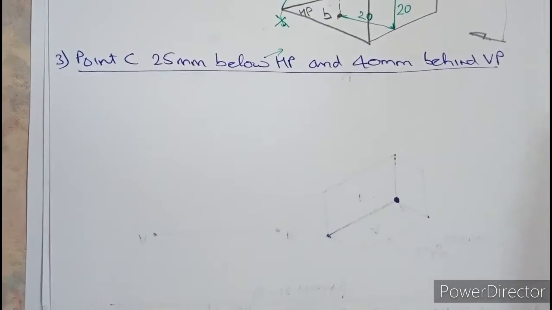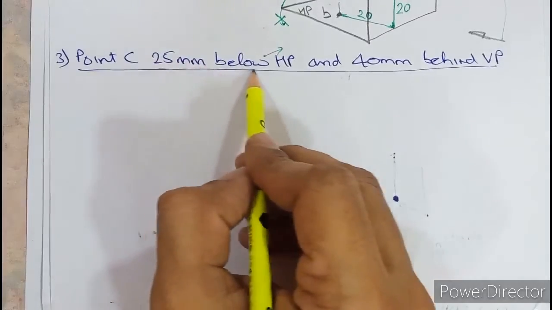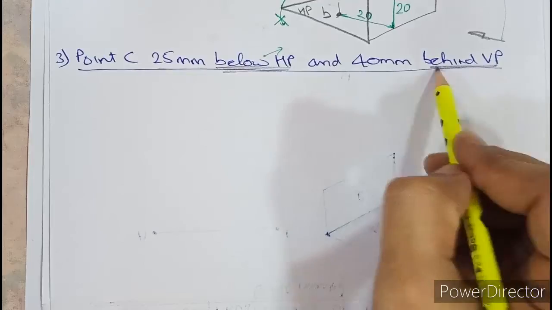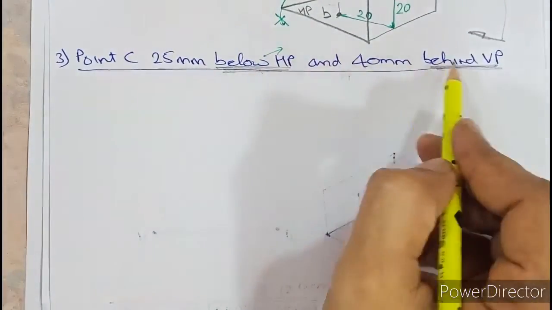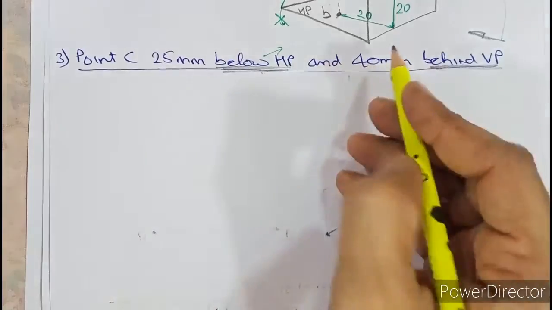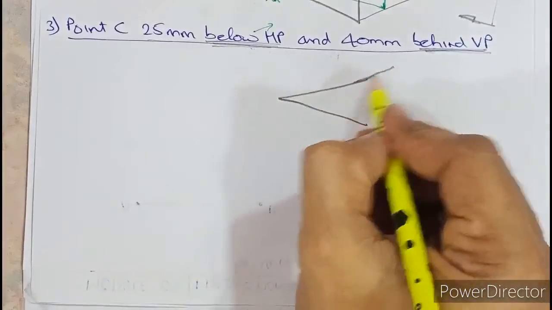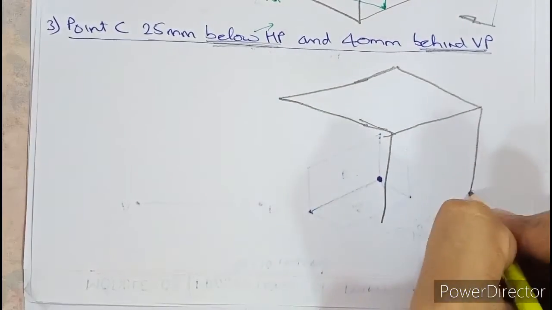Yeah, next you have this one. Point C is 25 millimeter below HP and 40 millimeter behind VP. So anything which is below and behind lies in the third quadrant. Let me draw only the third quadrant, so you understand. So this is the third quadrant.